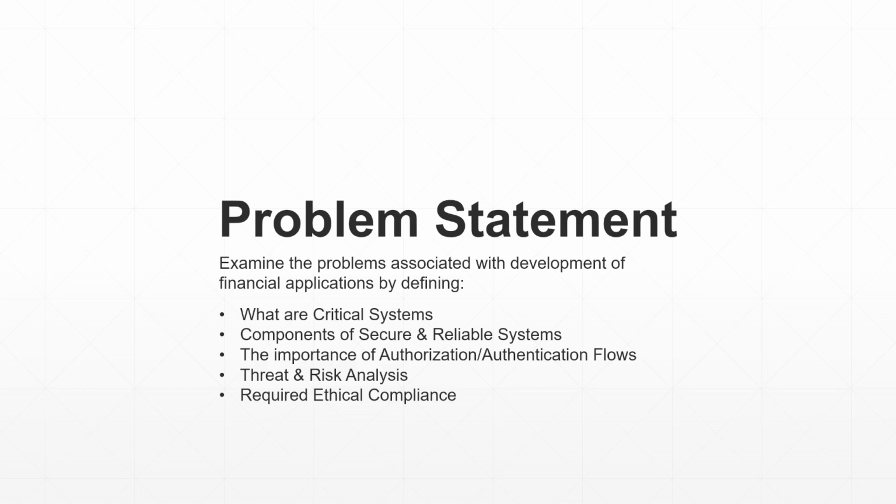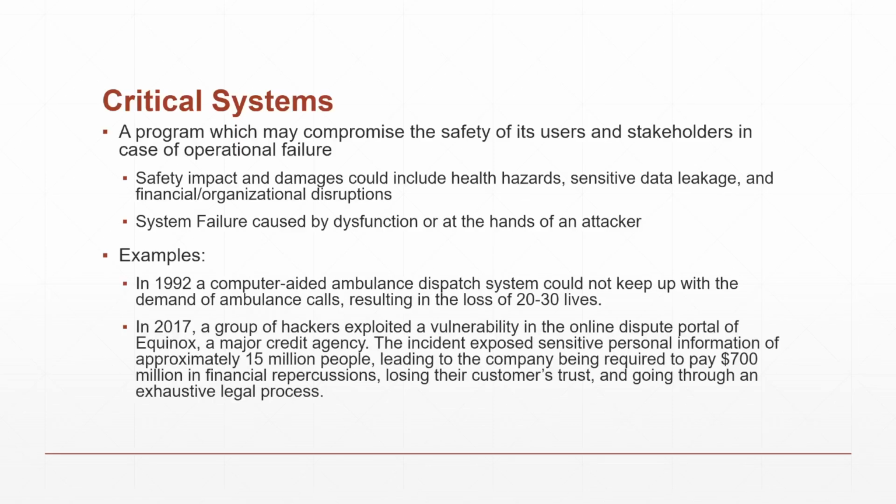securely. So critical systems are programs which may compromise the safety of its users and the software stakeholders in case of operational failure. The safety impacts could include health hazards, sensitive data leakage, and financial or organizational disruptions. And the system failure can be caused by dysfunction or at the hands of an attacker.